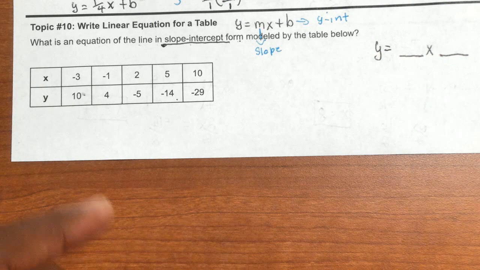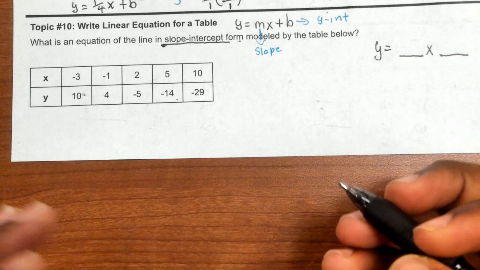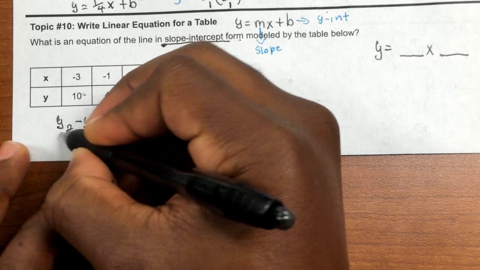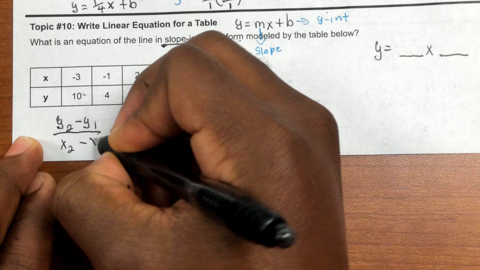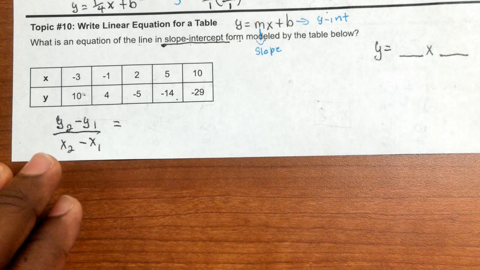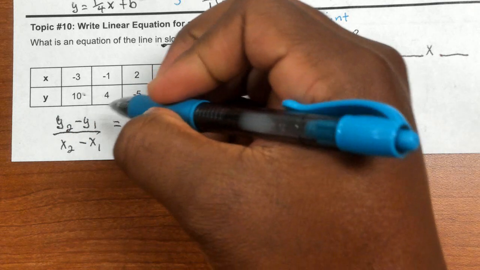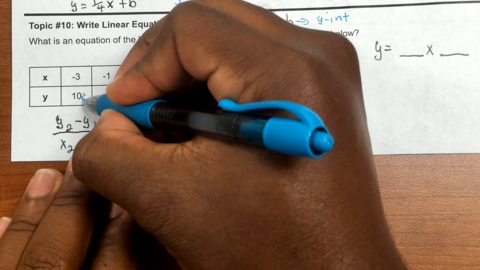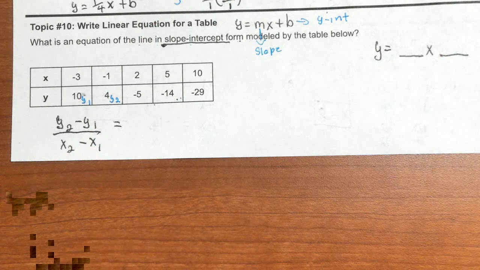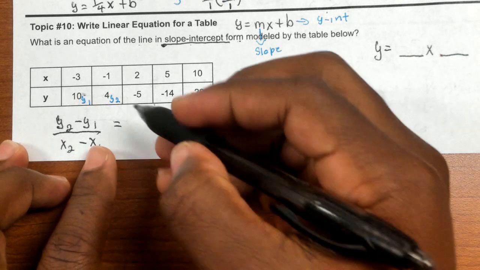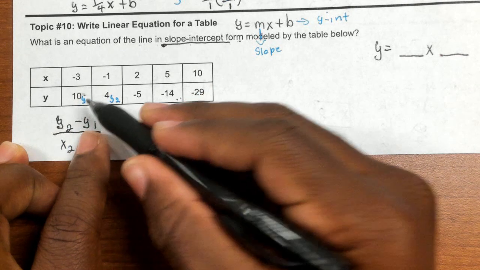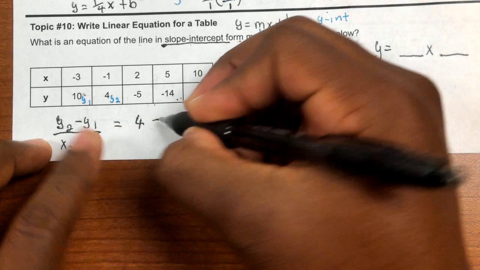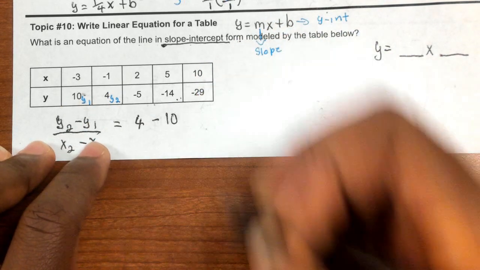To find the slope, I'm going to use a formula: y2 minus y1 over x2 minus x1. Your y2 and y1 will be two consecutive y values. If I use this as my y2, I would use this as my y1. So my y2 is 4, minus my y1, which is 10.